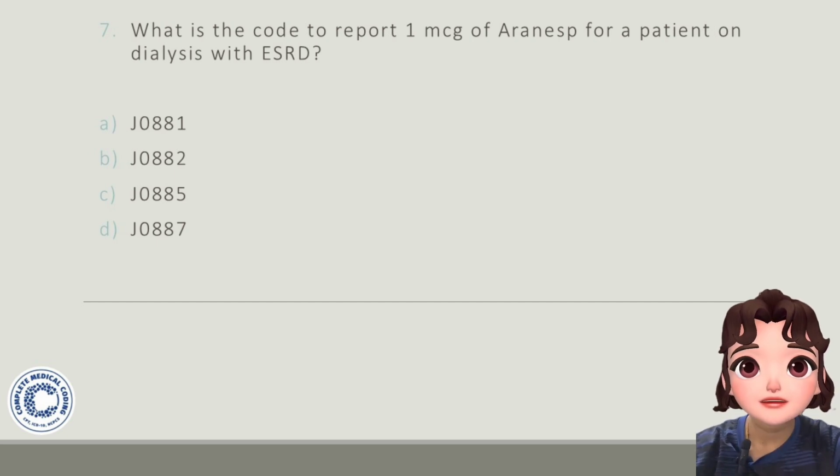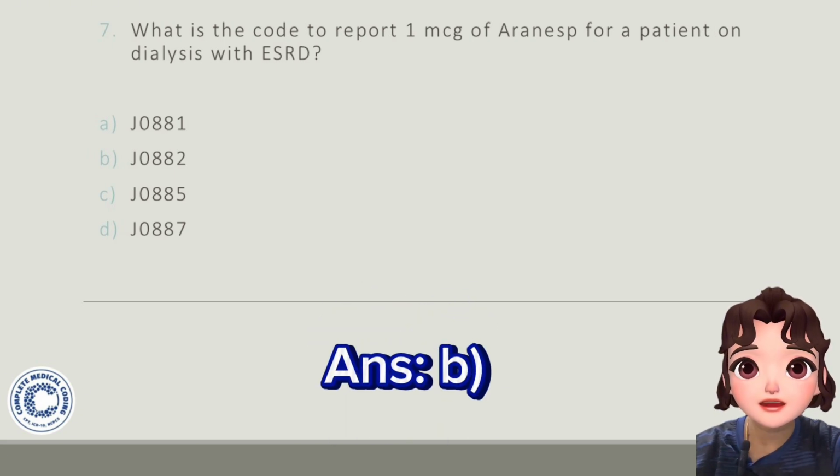And this darbepoetin alfa is another name for Aranesp injection. Okay. Aranesp injection, another name is darbepoetin. This is a pharmacology question, but it's okay. Once in a while you may get this type of question if you are not familiar with the medical terms, medicines or anything. Okay. So here our answer is option B, which is J0882 for ESRD on dialysis. Injection darbepoetin alfa, which means injection Aranesp, 1 mcg, for ESRD on dialysis.